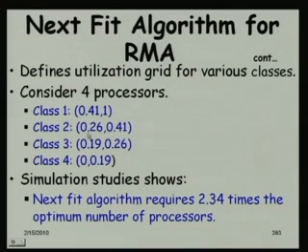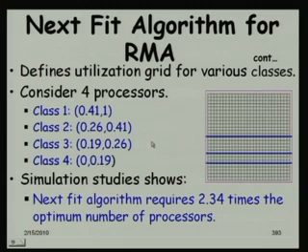Class 2 is 0.26 to 0.41. Class 3 is 0.19 to 0.26, and class 4 is 0 to 0.19. So, if you show this on a grid, you will see that 0.41 to 1 belongs to one class, and 0.26 to 0.41 is another class, 0.19 to 0.26 is a small grid here, another class, and 0.0 to 0.19 is another class.